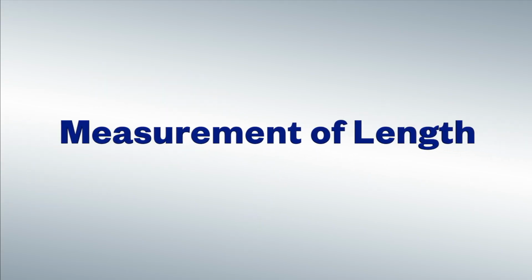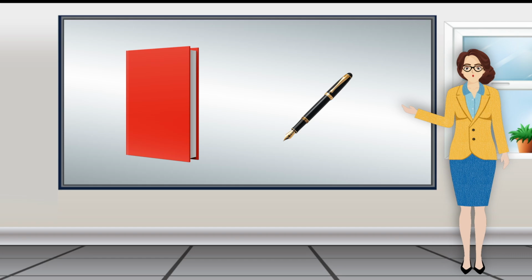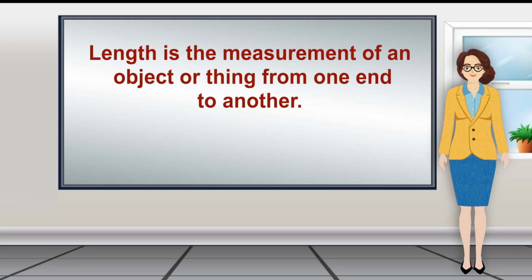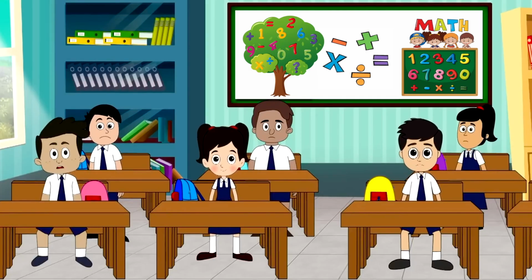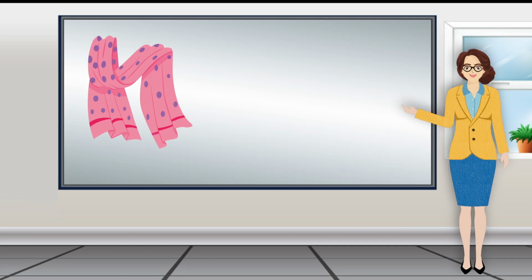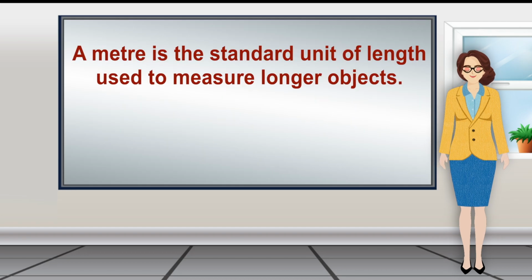Measurement of length. I have one book and one pen. How can I tell which one is longer? To know which one is longer, you need to measure their length. Length is the measurement of an object or thing from one end to another. To measure small things such as a book or pen, we use the smaller unit of centimeters. To measure the length of a dupatta or a hall, we use the bigger unit of a meter.